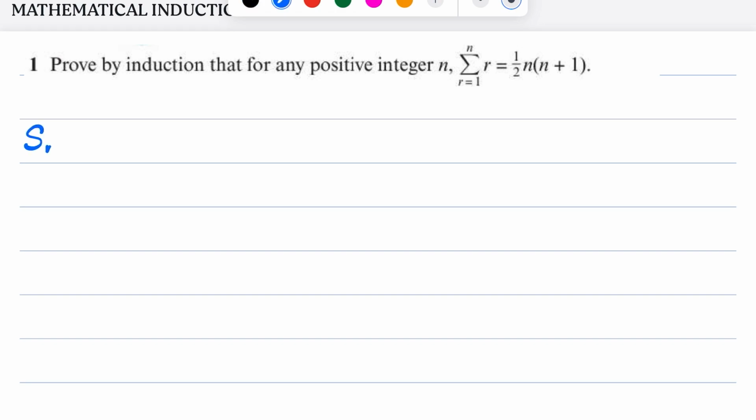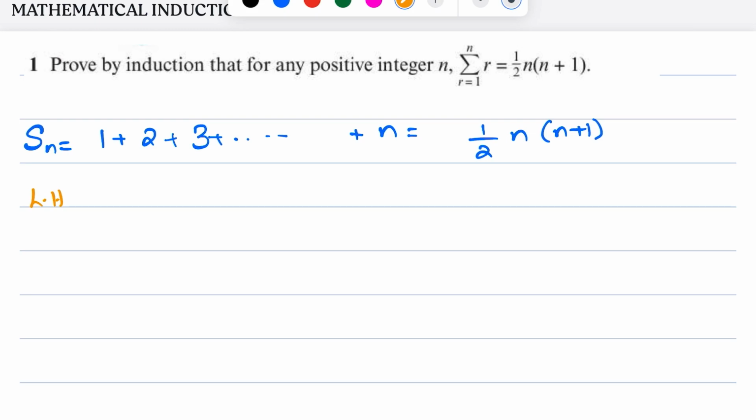So Sn equals 1 plus 2 plus 3 and so on plus n, which should be equal to 1 upon 2 times n times n plus 1. This is the statement. Now for the first basis step, that means n equals 1.